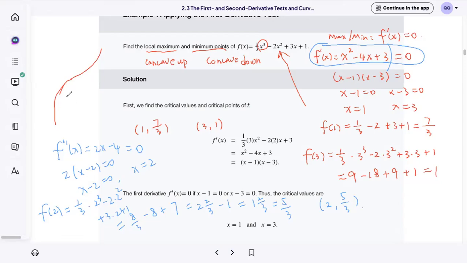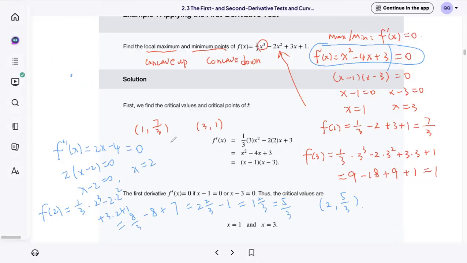So which means my graph looks bad. So let me regraph it. So the graph looks like I do have an inflection point, which is 2 comma 5 over 3.